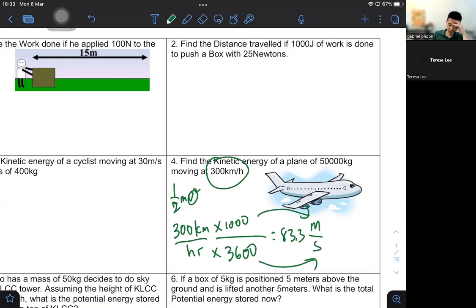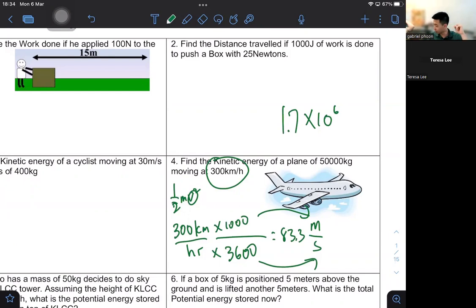You really can get, Teresa? Yeah. What's your final answer? 2.0825 times 10 to the power of 6. Nope, you're wrong. Teresa, how do you get to the power of 6?